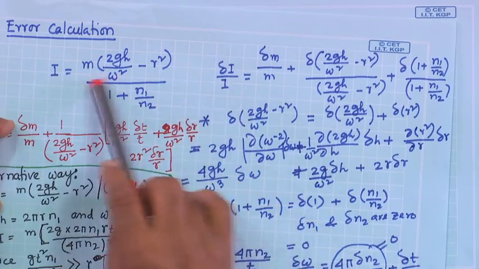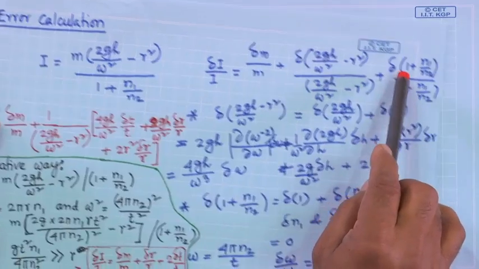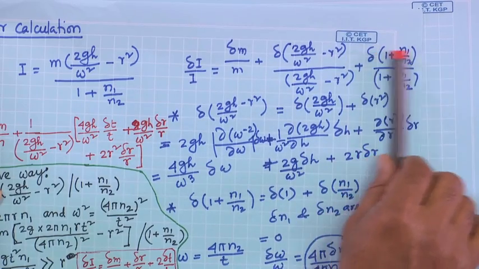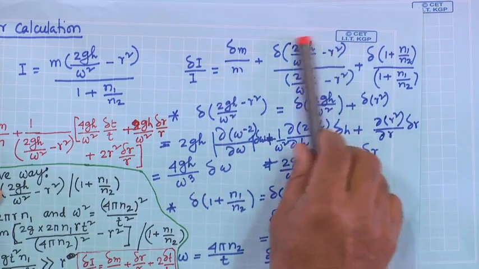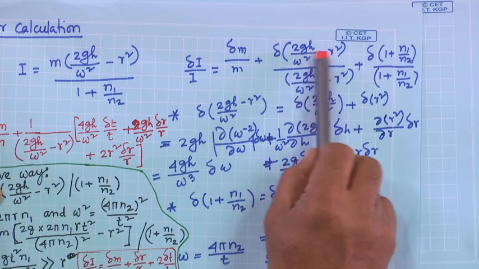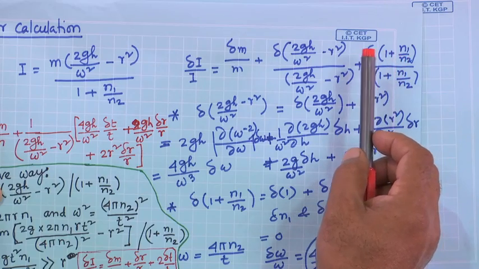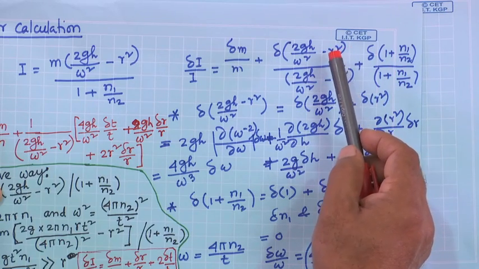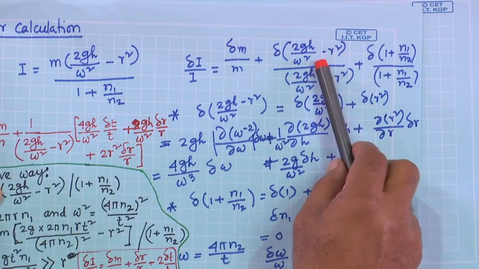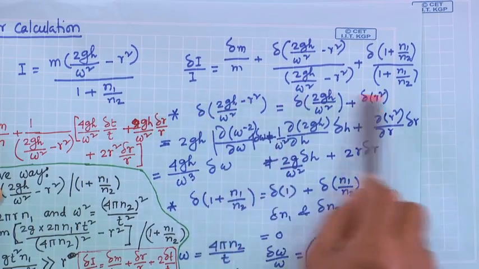So, delta I by I is delta m by m plus delta of this part divided by this, plus delta of this part divided by this. This will be 0 because we are taking constant, so forget this part. Now we have to work on this part. Here, for delta of x minus y, delta x minus y equals delta x plus delta y. So, summation and subtraction rules we have seen, and basically we write delta of this plus delta of this.